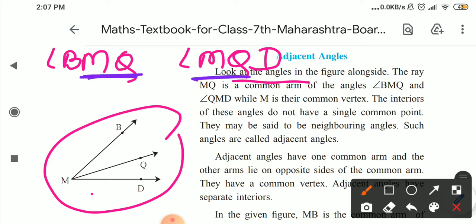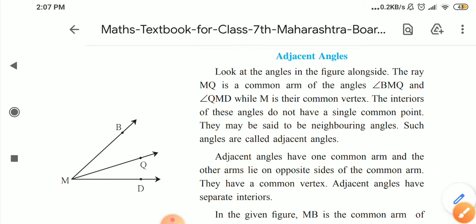If the 2 angles are adjacent angles, listen, one arm and the vertex are common, that is MQ. Here how are we reading? We are reading the angle in 3 letters. From those 3 letters, 2 letters are common. The only change is the B and D. If such names are there, from the name also we can tell that these angles are adjacent angles, and from the figure you can understand whether the given angles are adjacent or not.